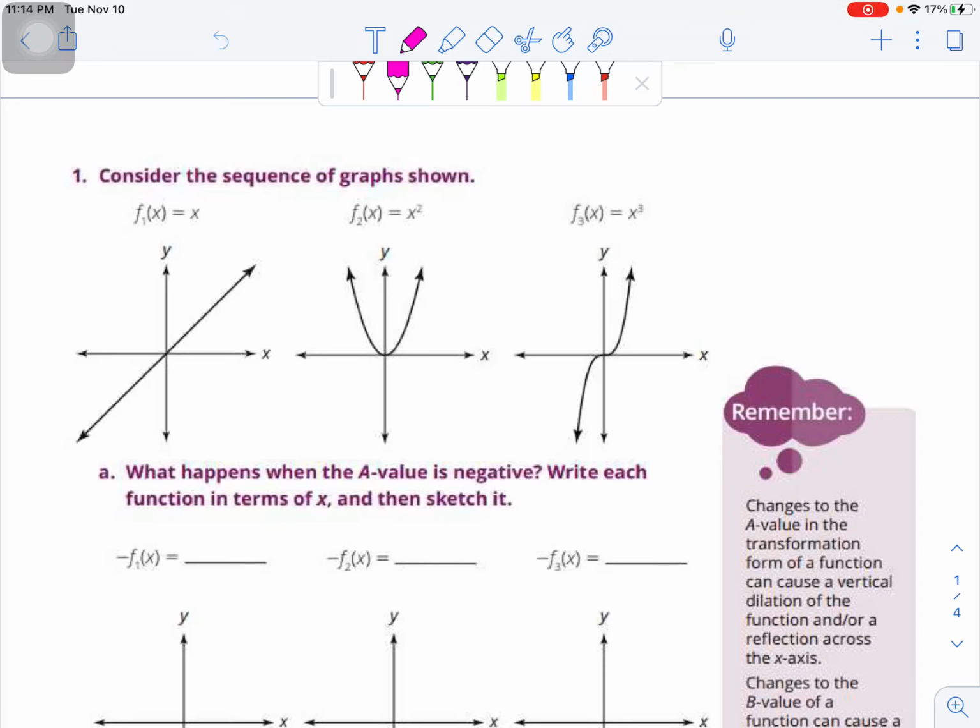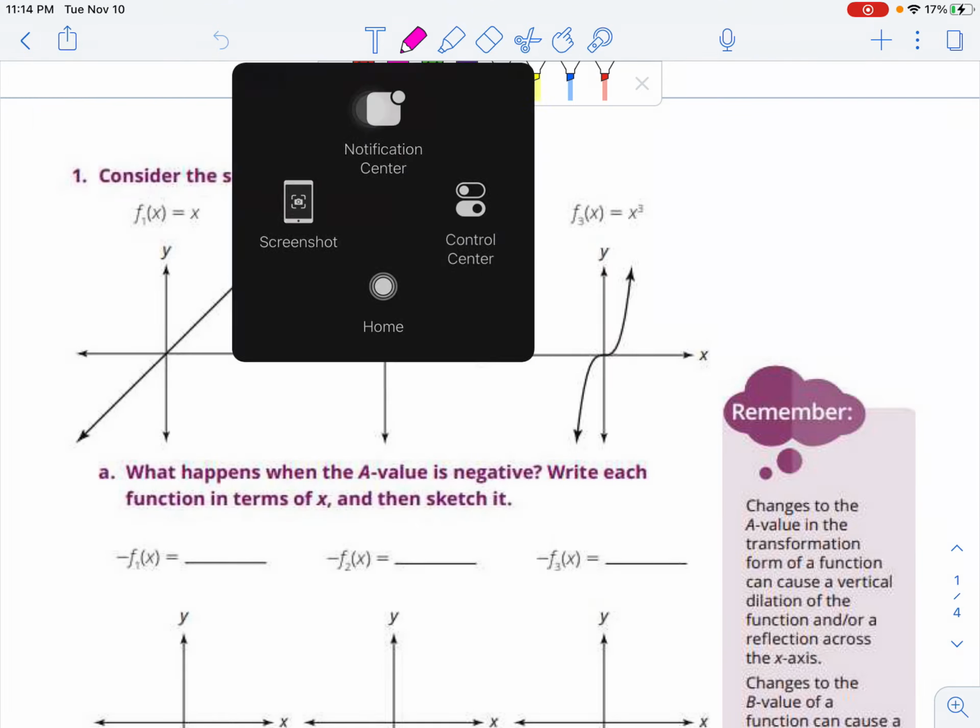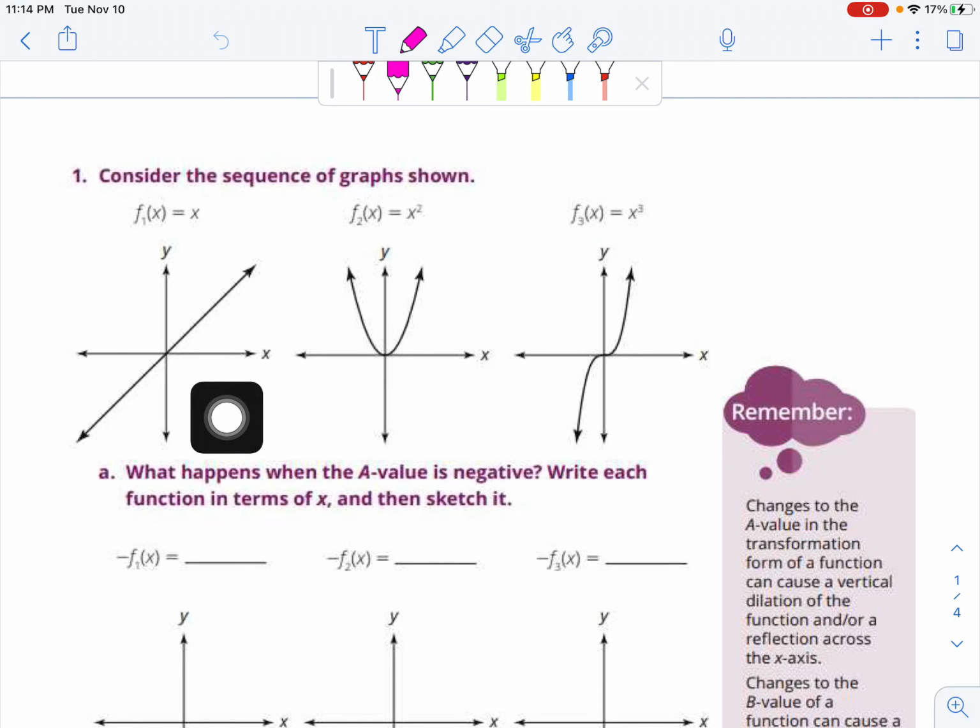So now that we've talked about what power functions are, let's talk about how we can adjust them graphically. We can transform them. So problem number one here, we've got the linear function, the quadratic function, and the cubic function. All right, so it's the first three of the power functions, degree 1, degree 2, degree 3.